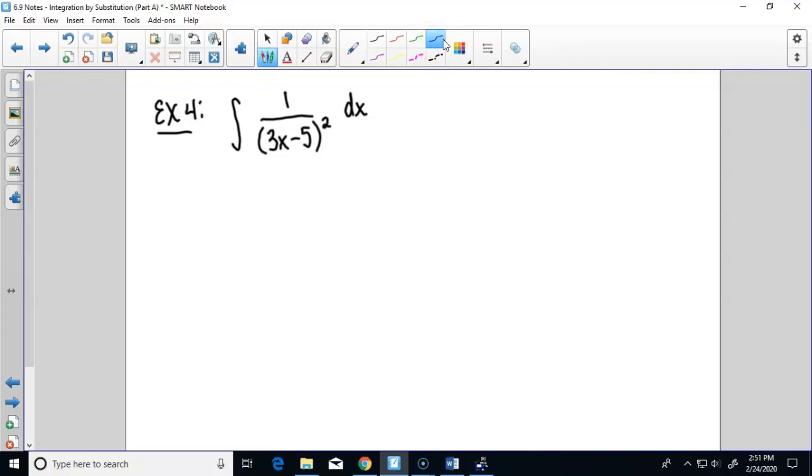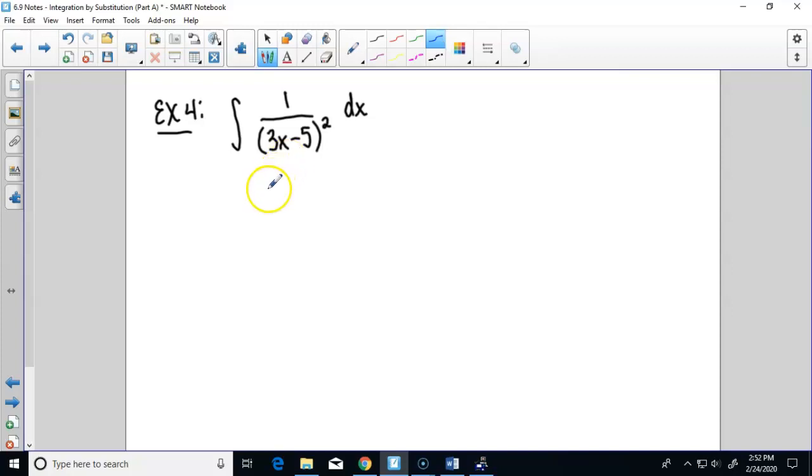Okay, so we're integrating 1 over 3x minus 5 squared with respect to x. Now the last few that we did, you could do by expanding out and then just using the power rule, but this one you cannot do that with, because you could expand out 3x minus 5 squared, but then it's in the denominator, and you can't just use the power rule whenever things are in the denominator. So this one, you absolutely have to use substitution.